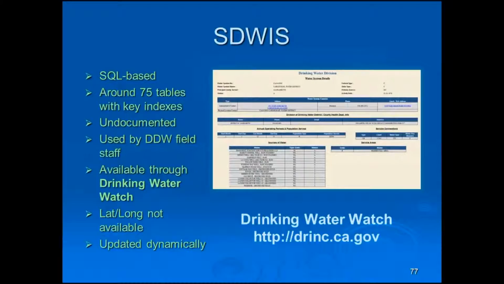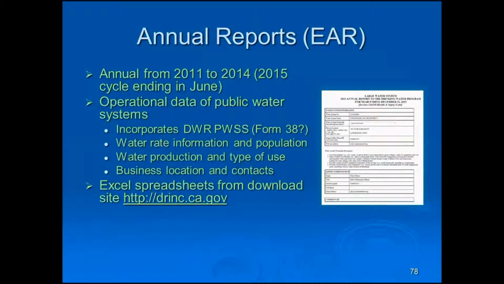However, there's one saving grace: if you have a question about a water system, you can go to Drinking Water Watch, pick out the system, and get a fairly good characterization of it, including contacts, number of wells, population served, and so forth. There is no lat-long data available in any of these data sets for outside use.